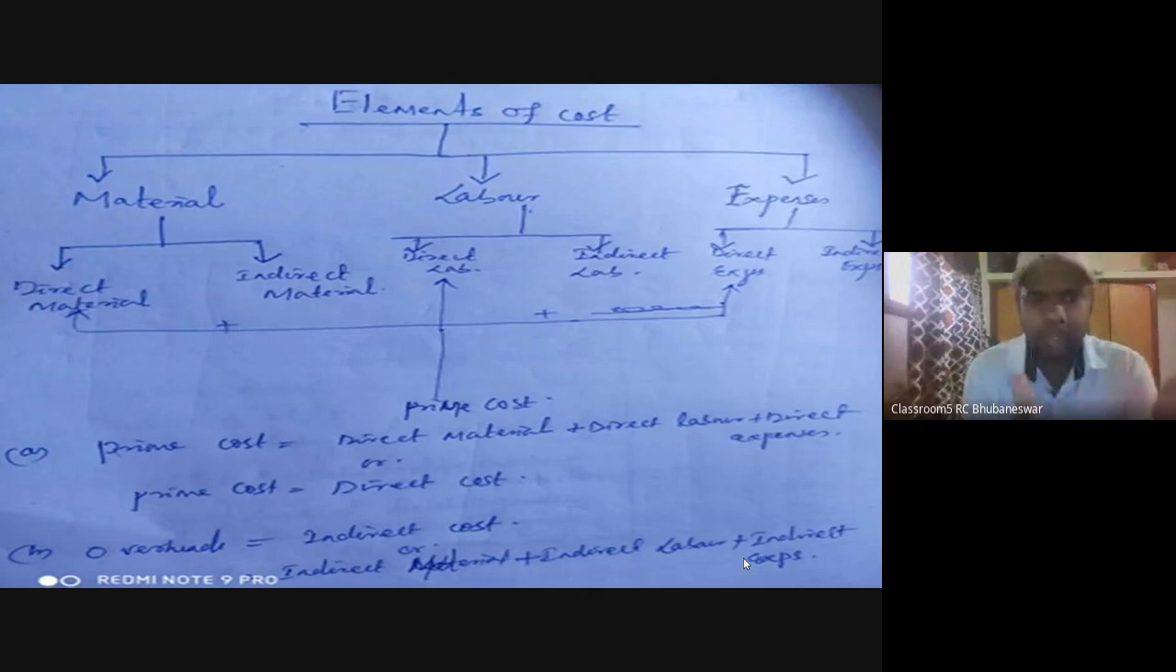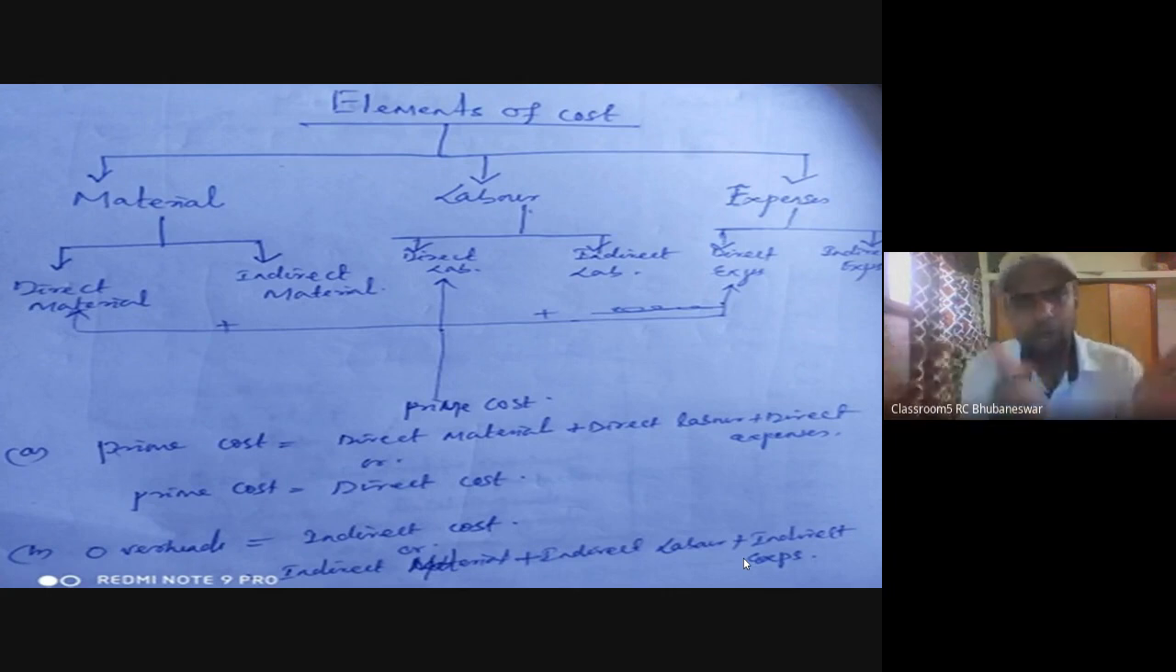So material can be categorized into two parts. One is direct material, another one is indirect material. Likewise, labor can also be categorized into two heads. One is direct, another one is indirect. Expenses can also be segregated into two heads. One is direct, another one is indirect. Then we will know what is direct material, what is indirect material, then what is direct labor, what is indirect labor, and what are direct expenses and indirect expenses.